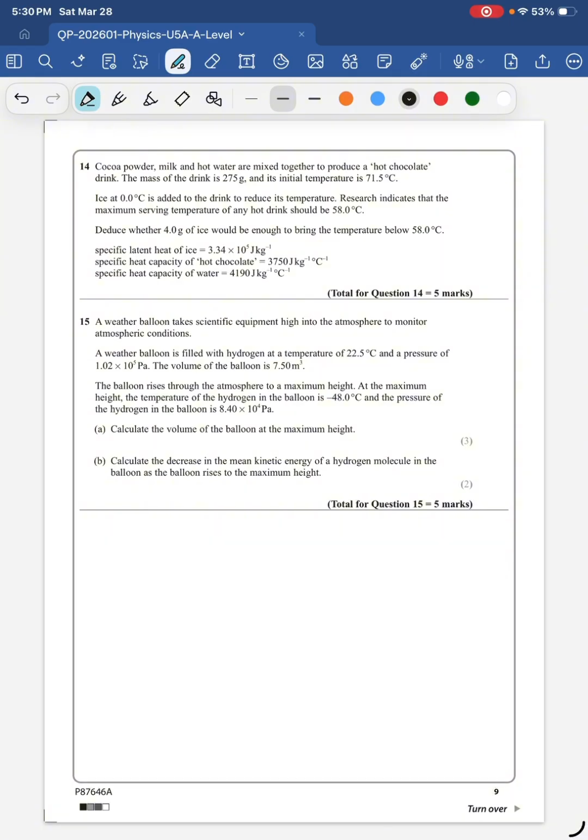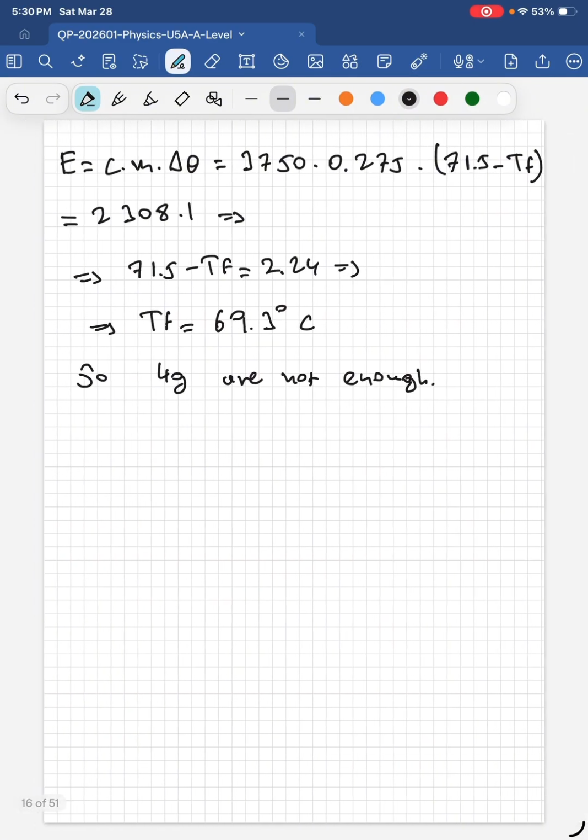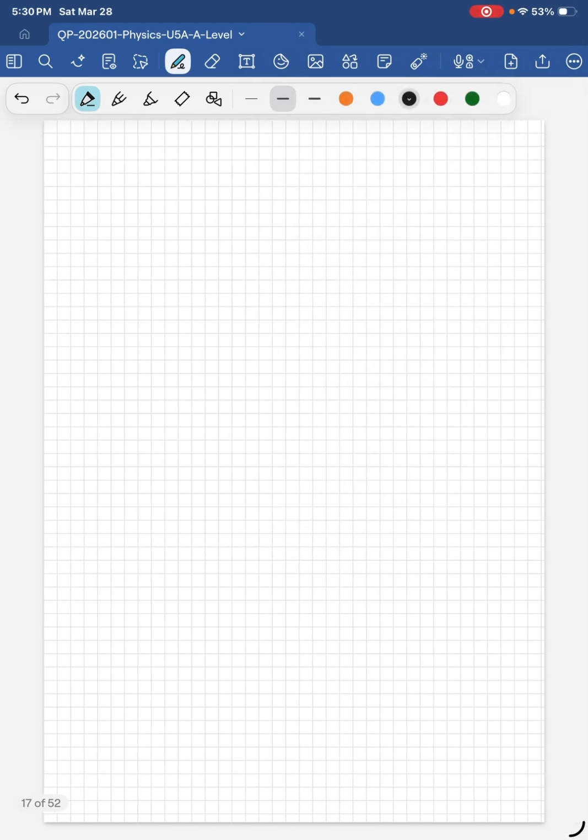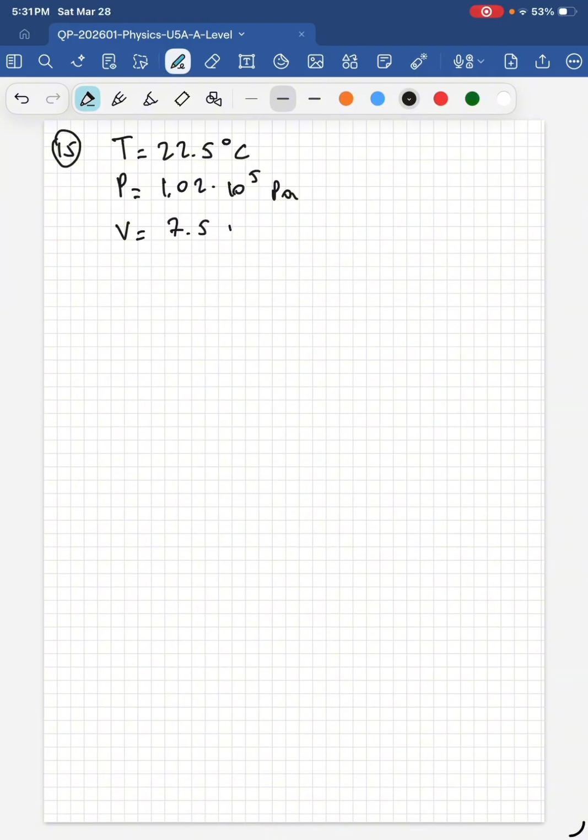So let's start with that. Let's create another clean page. So this is question 15. We are told that the temperature is 22.5 degrees Celsius. The pressure is 1.02 times 10 to the 5 pascals. And the volume is 7.5 cubic meters. Then we will rise up in the air and the temperature is going to be minus 48 degrees Celsius. The pressure will drop to 8.4 times 10 to the 4 pascals.